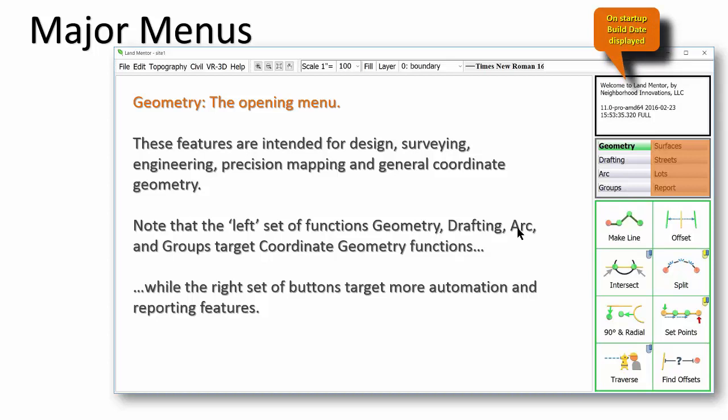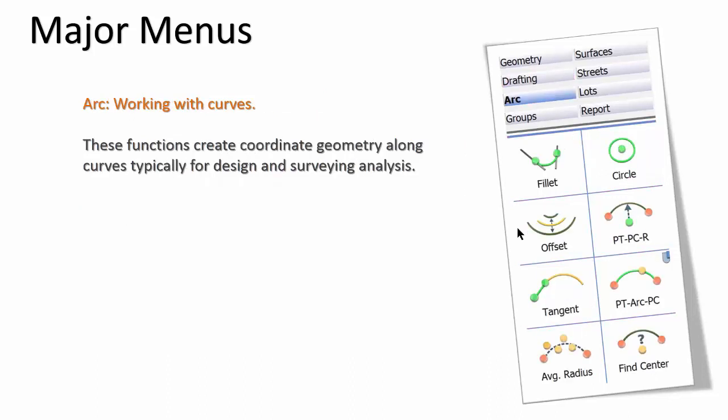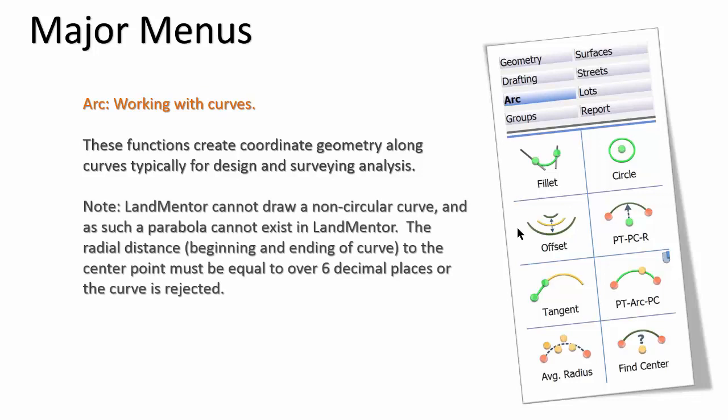On startup, the build date will show. This is very important because LandMentor will always be a product that's continuously improved and growing over the years, and we need to know what the date is. So the drafting is essentially an extension of the coordinate geometry. Same thing with arcs. They're an extension of the geometry, except they specialize in curved property lines.